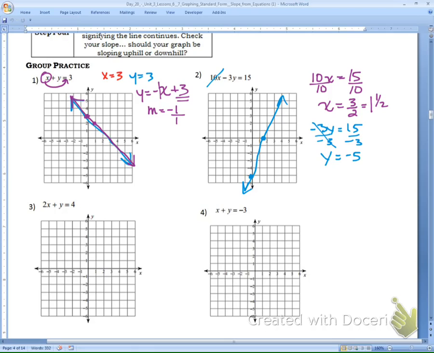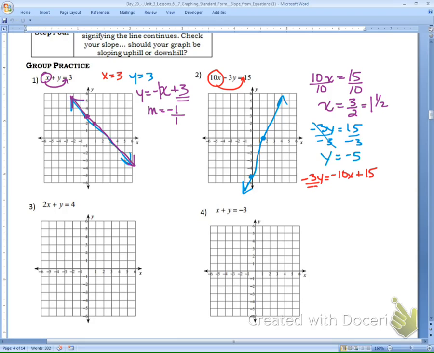If you decide to convert this to slope-intercept form, you would have simply needed to move your x term to the other side of the equation. So you would have negative 3y is equal to negative 10x plus 15.